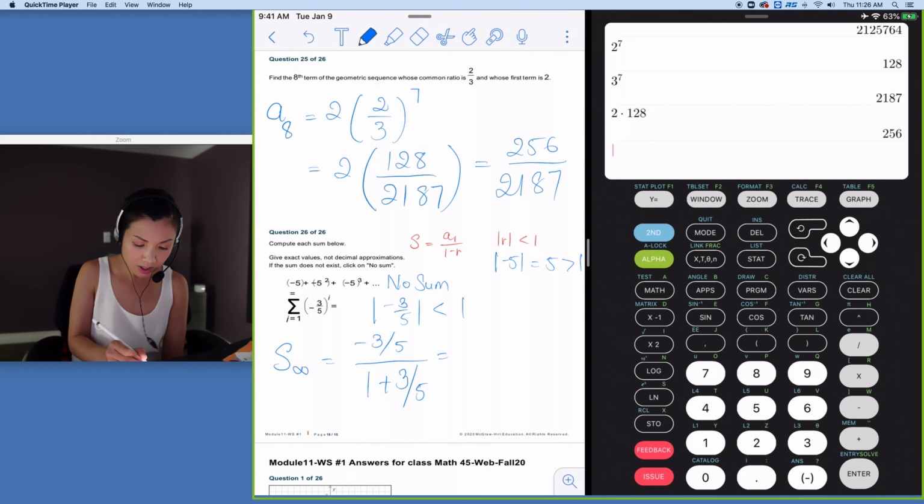This one right here, I'm just going to simplify. I don't need the LCD. I need the LCD for the bottom. So you see 5 plus 3 is 8 over 5. So when you divide, you're going to get -3 over 8. I don't need a calculator for this.